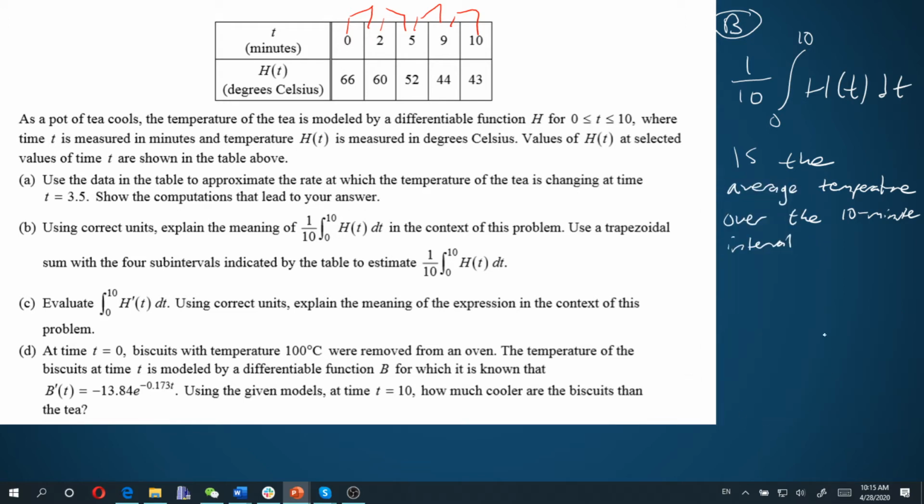66 plus 60, times 2. Okay, but I need an average here, so this is divided by 2. Okay, plus 60 plus 52 over 2 times 3.